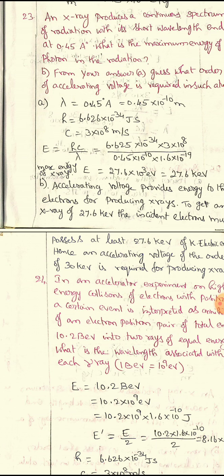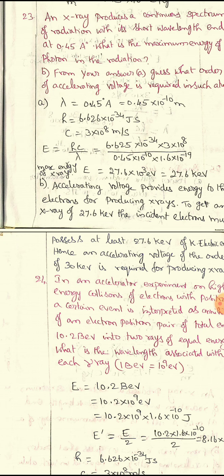Angstrom units can be converted into meter by multiplying with 10 to the power of minus 10. So 0.45 into 10 to the power of minus 10 meter. The h value and c value we know. So E is equal to hc by lambda. Substitute the values and you will get the answer as E is equal to 27.6 into 10 to the power of 3 electron volts. This is to be converted into kilo electron volt.